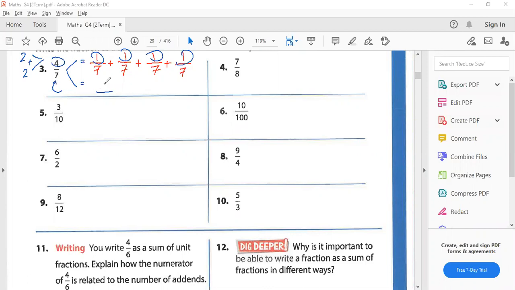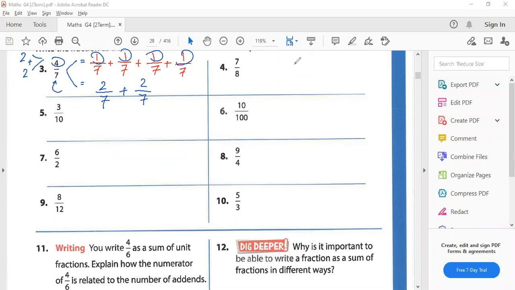So 4 over 7 can be 2 plus 2 over 7. And if you add 2 over 7 plus 2 over 7, you will get 4 over 7 again. Okay, Omar, thank you. So this is exactly the same as the previous lesson, but in the converse way, the other way to get the composite fraction.